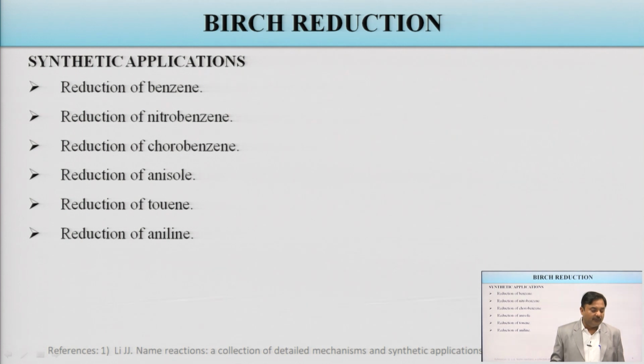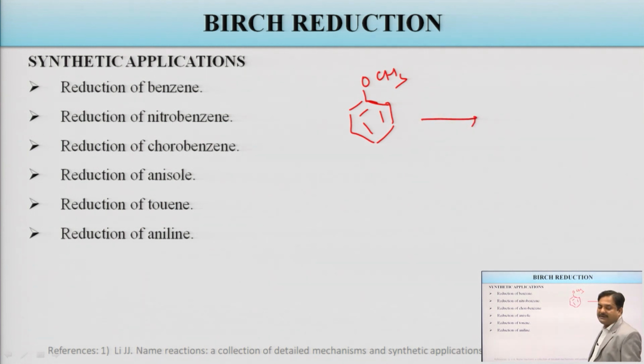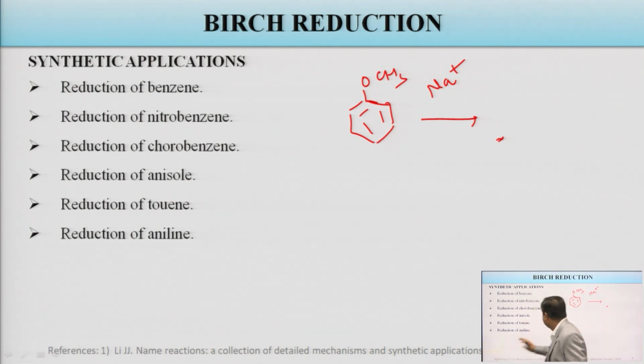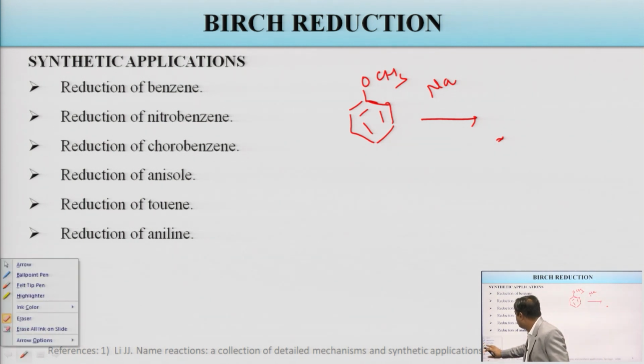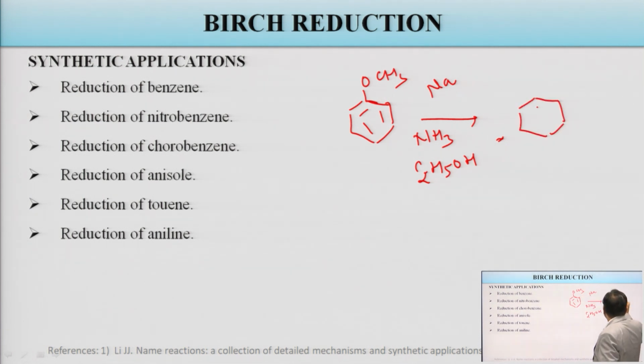Then we can also go for the reduction of anisole. You know what anisole is? If a methoxy group is present, then this molecule is known as anisole. And you know that OCH3 is an electron donating group. So, if an alkali metal like sodium is present, NH3 is present and ethanol is present, what will be our product? Our product will be like this.